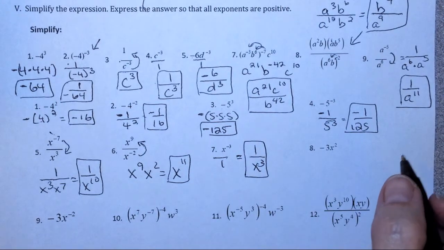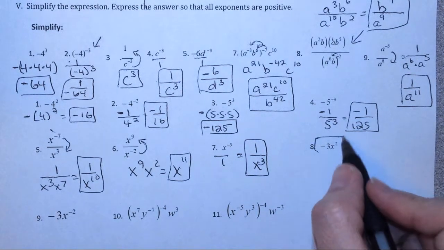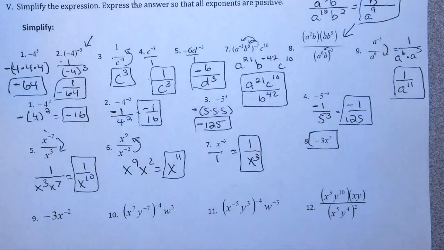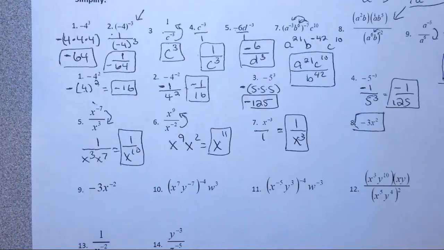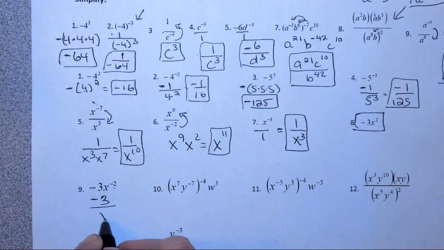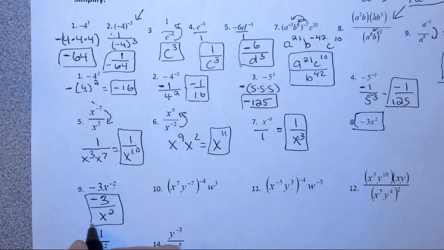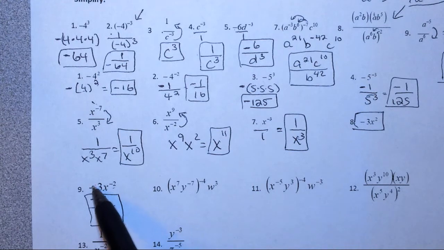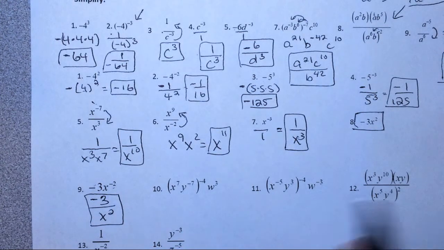Okay. Number 8, there is absolutely nothing to do. Don't really know why that one was there. It's done. It's simplified. Number 9 is not simplified because you have a negative exponent right here. So the negative 3 stays on top. The x squared moves to the bottom. Remember, I can have a negative number. I cannot have a negative exponent.